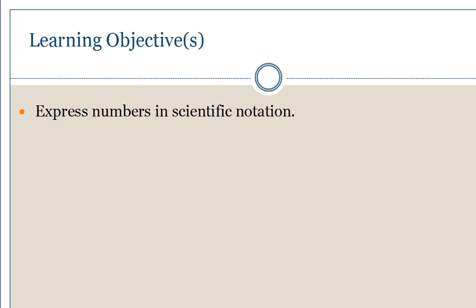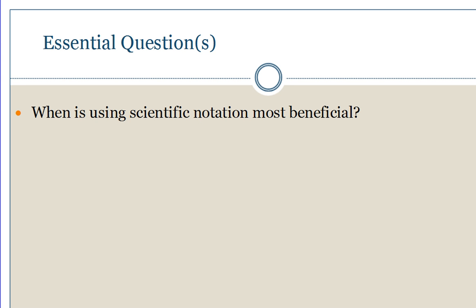Alright, so first, learning objectives. Express numbers in scientific notation, and also we're going to do the reverse: take scientific notation and put it in regular expanded form. Central question: when is using scientific notation the most beneficial?